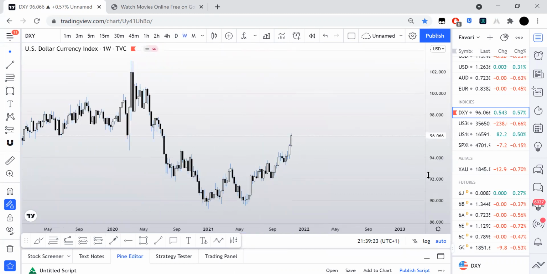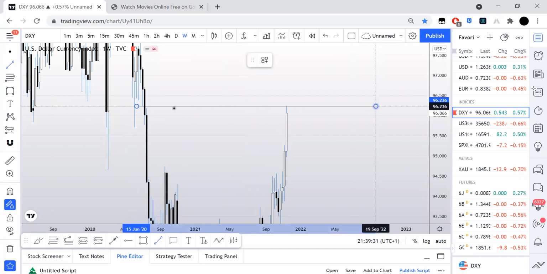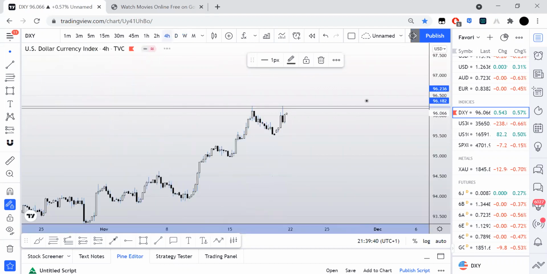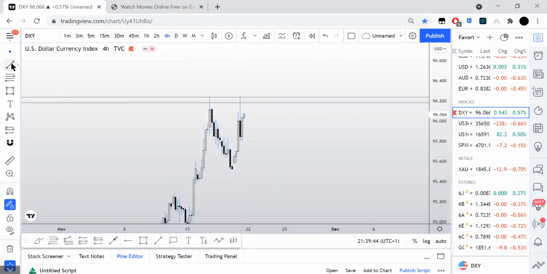So DXY right now was inside of this FVG right here. You can see how this was kind of filled, and this is exactly where it was reacting to right now. When you look at price, you see the reaction. So price is reacting to it right now, but it left relative equal highs.